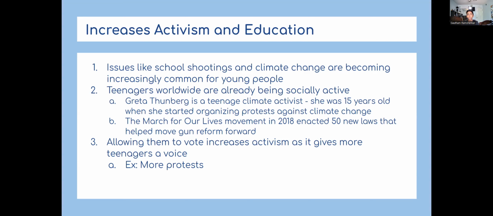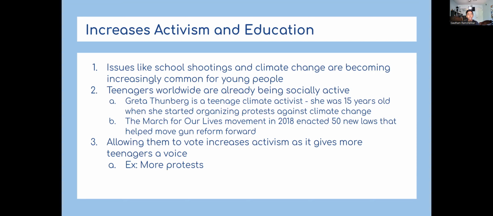And one glowing example of this is Greta Thunberg, who is a teenage climate activist. And she was only 15 years old when she started organizing protests to draw attention to inaction toward climate change. And another example is that the March for Our Lives movement in 2018 actually ended up enacting 50 new laws that helped move gun reform forward, which just shows that there's a lot of progress when teenagers are very socially active, which they are being in the status quo or in the current world.